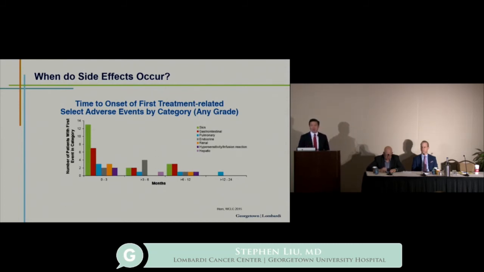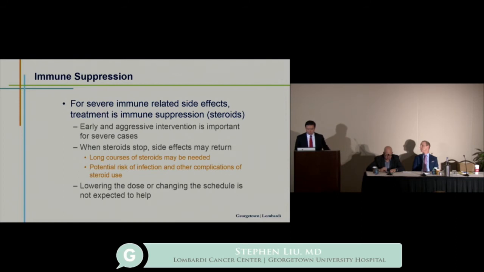And these are idiopathic toxicities. They can occur very late. They can occur years after therapy, even while off therapy. And so it's something we will have to continuously remember in patients, even in the long term. The treatment for severe immune-related side effects is immune suppression, typically in the form of corticosteroids. Early and aggressive intervention is important for severe cases.